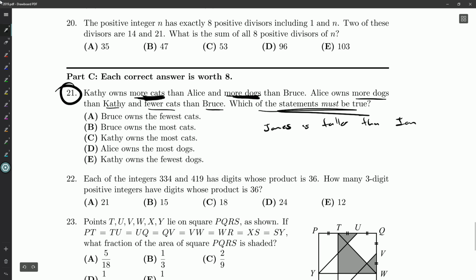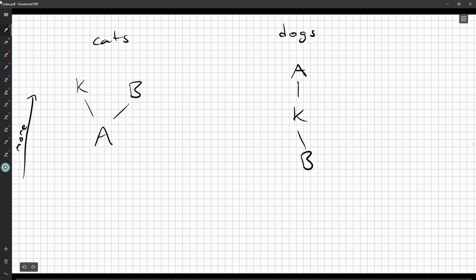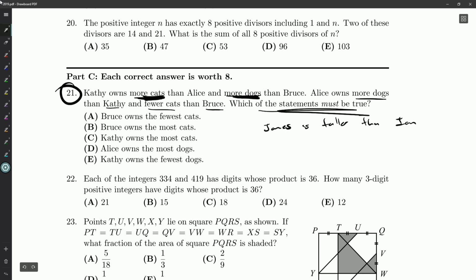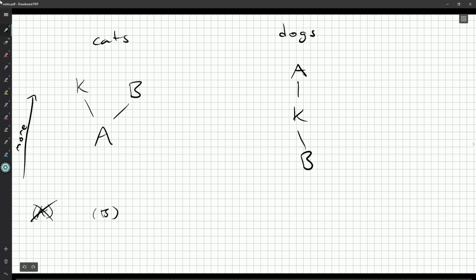Suppose we've got statement A, Bruce owns the fewest cats. If Bruce owned the fewest cats, he would be further down than the others. And in fact, no, Alice has the fewest cats, not Bruce. Alice has fewer cats than Bruce. So I know statement A is out. What about statement B? Bruce owns the most cats. Well, while Bruce does own more cats than Alice, I can't compare him and Kathy, so I can't guarantee that statement either. Okay, so what about C or D or E?